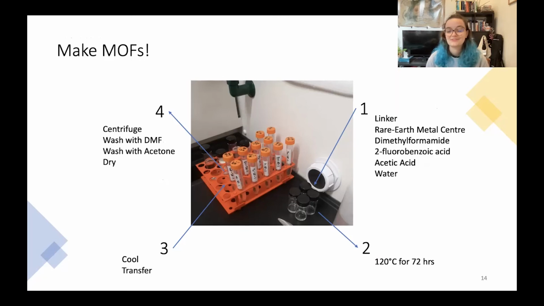So how do we make MOFs? MOFs are made generally with a standard procedure. All MOFs are kind of a put everything into a small little vial, shove that in the oven for a couple of hours, and you have it. In this case, we put our linker, the rare earth metal center that we choose, so one of the lanthanides, dimethyl formamide, which is the solvent, 2-fluorobenzoic acid, which coordinates the MOF synthesis, acetic acid and water as well. These ones go in the oven at 120 degrees for 72 hours.